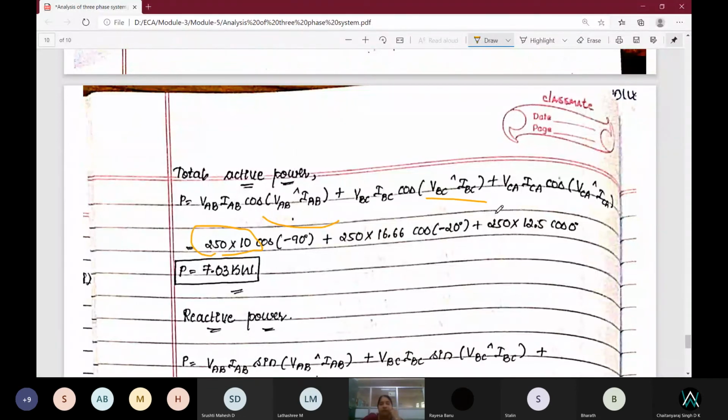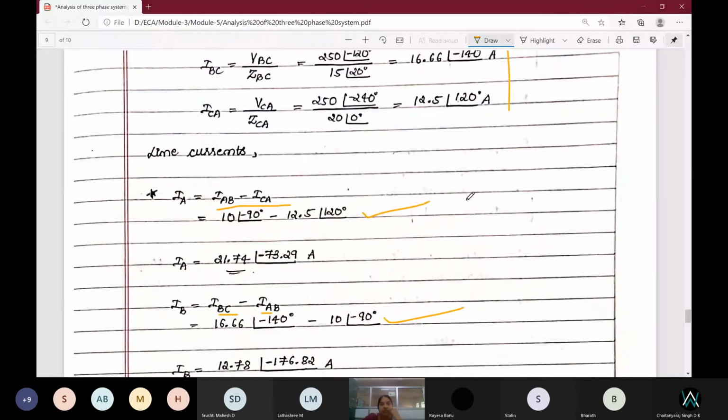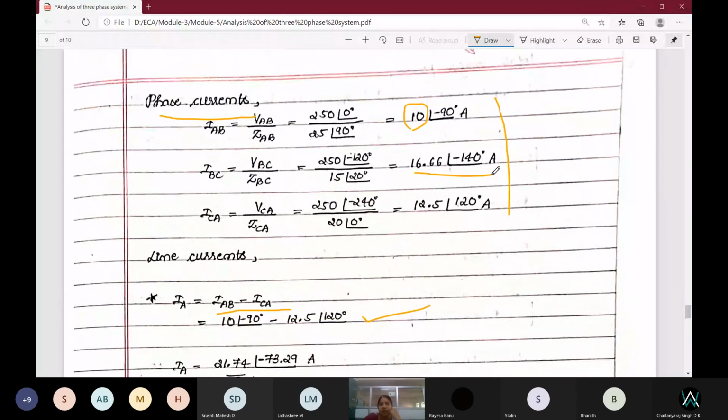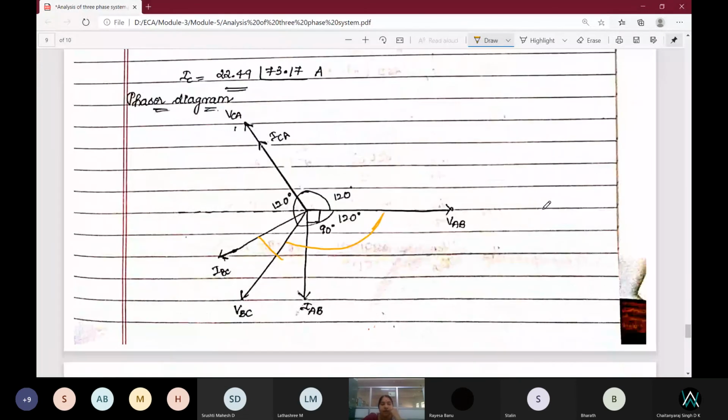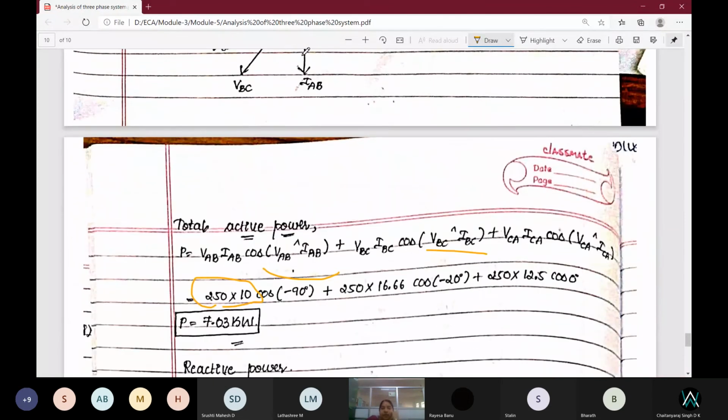Next, cos of the angle between VBC and IBC. See here, VBC and IBC. How much is this angle? VBC and IBC. Till here it is 120. This much is 120 degree, right? From here to here, how much they have taken? I think it is minus 140. Okay, it should be just little more than 120 here. From here to here it is minus 140. So this is 120. So what will be the difference? Minus 120 and minus of minus will become plus. So this will become 20. So that is the angle.